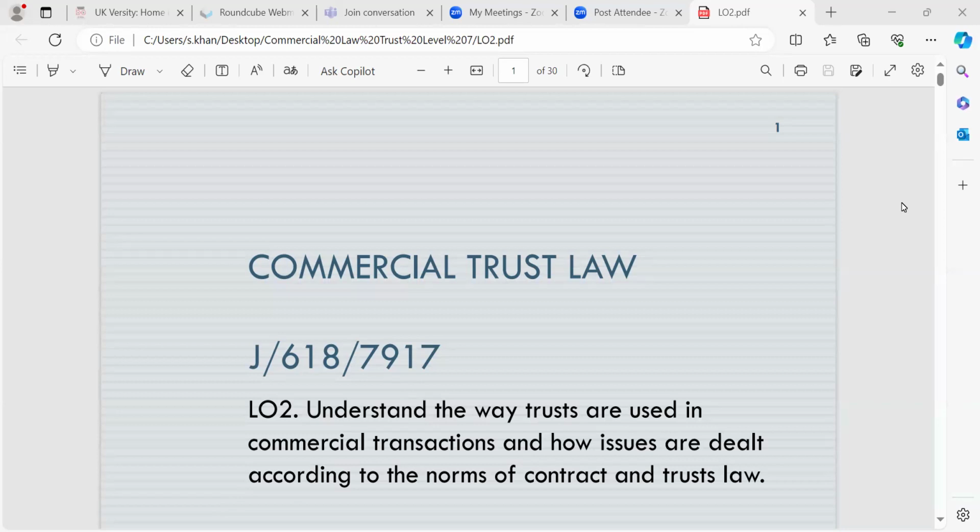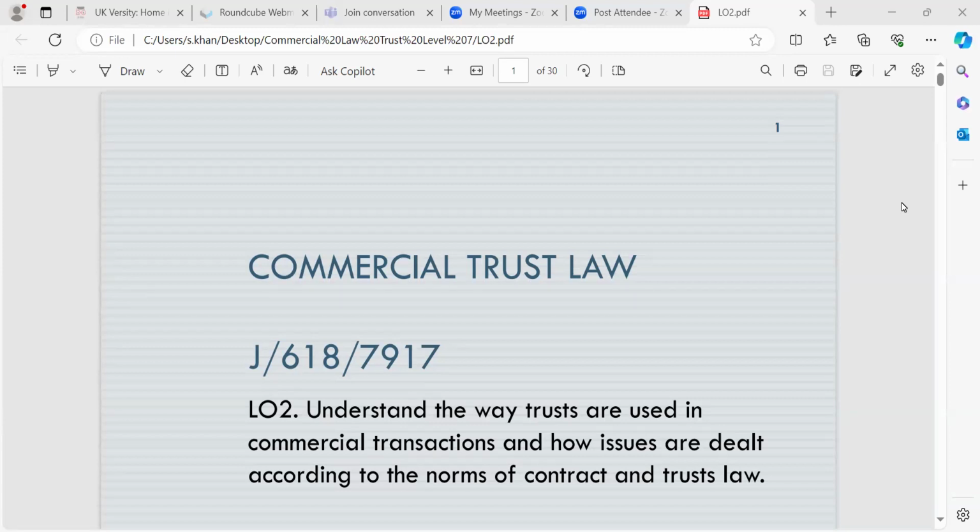And it's really important that you follow the legal requirements if you want a trust to become enforceable, or you want to have certain terms within a trust. So it's up to the beneficiary to specify what terms they want within a trust. So that was learning outcome 1.